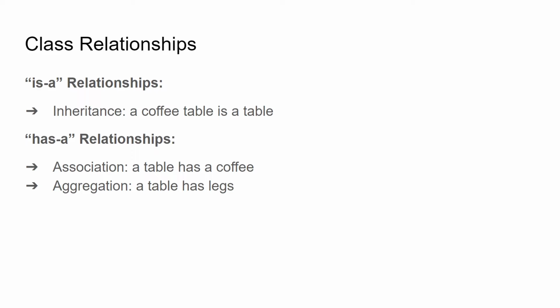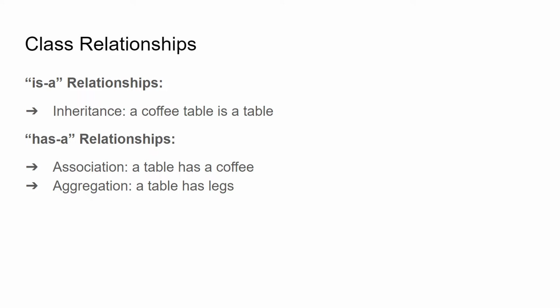Well, typically we divide class relationships into two different types, is-a relationships and has-a relationships. In this talk, I'm mostly going to be focusing on has-a relationships, but it's good to know what an is-a relationship is, just because you need something to compare it against. Is-a relationships typically mean inheritance. I'm sure you all are very familiar with the concept of inheritance.